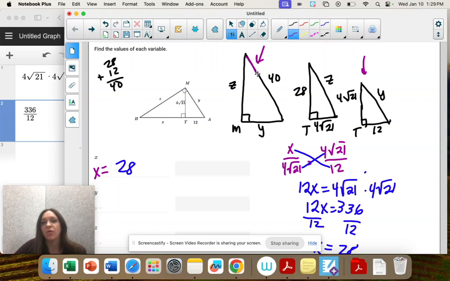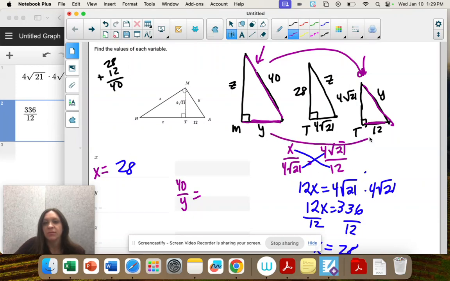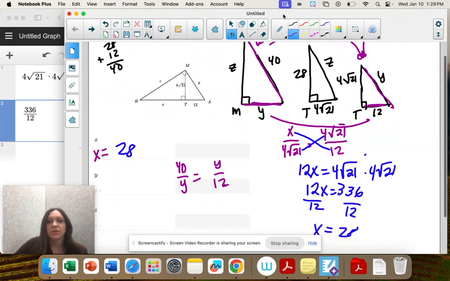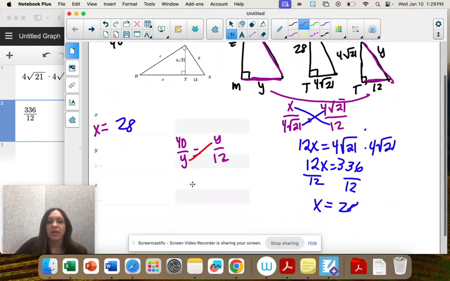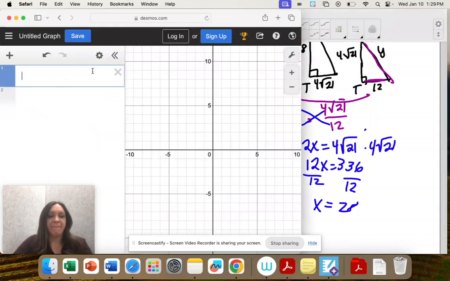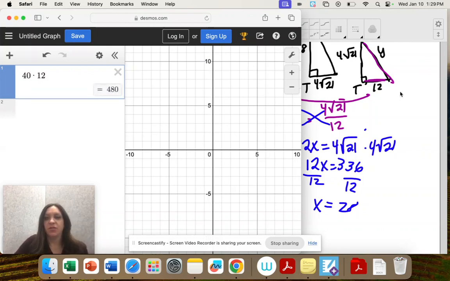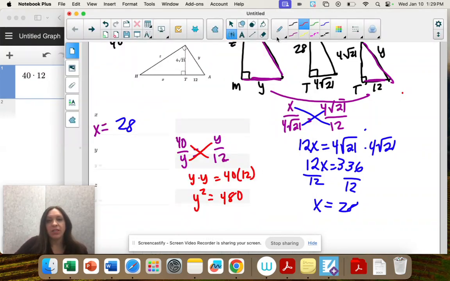So let's line them up. 40 goes with y. 40 to y, and then y to 12. Same order that we're setting up our proportions. So now let's cross multiply. Y times y is y squared, and then 40 times 12, which is 480. We don't want y squared, we just want y, so we're going to square root both sides.